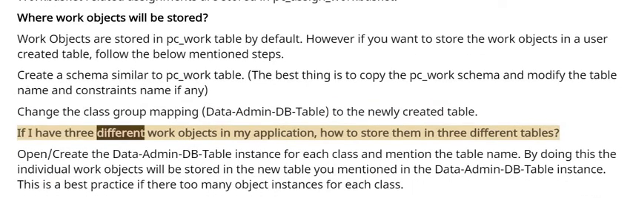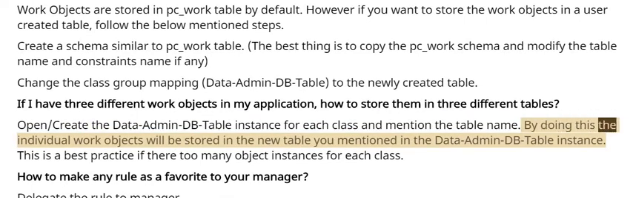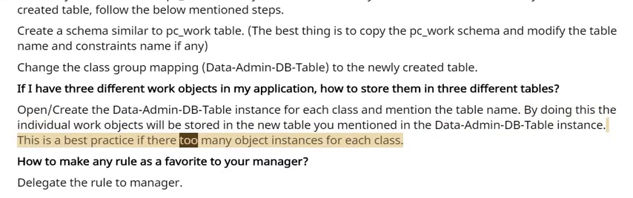If I have 3 different work objects in my application, how do I store them in 3 different tables? Create the Data-Admin-DB-Table instance for each class and mention the table name. By doing this, the individual work objects will be stored in the new table mentioned in the Data-Admin-DB-Table instance. This is a best practice if there are too many object instances for each class.